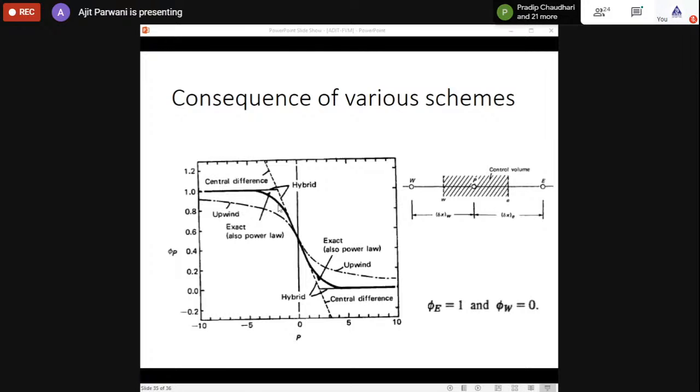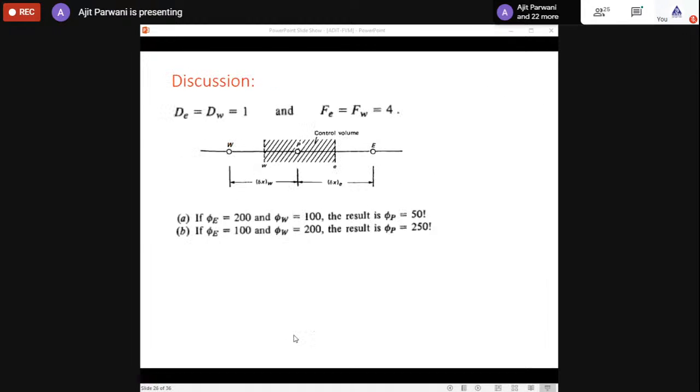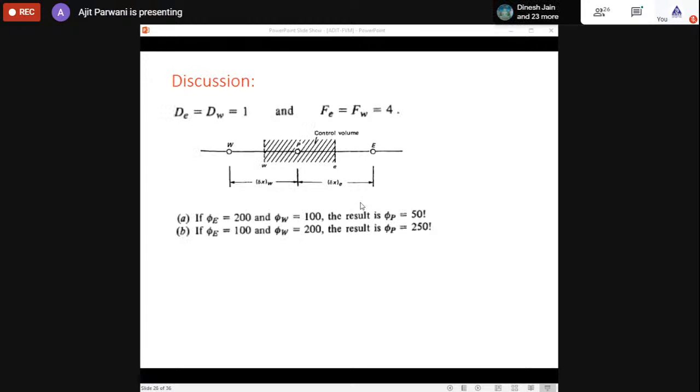So you will see this is the exact solution, and this solution comes from the central difference scheme. Now you will see the central difference scheme is giving a good solution up to the Peclet number value lying between this and this. Now what is this Peclet number value? Peclet number is actually the ratio F by D. If you find the ratio F by D, that ratio is called the Peclet number, that is rho u upon gamma by delta x. So this is what is called the Peclet number.